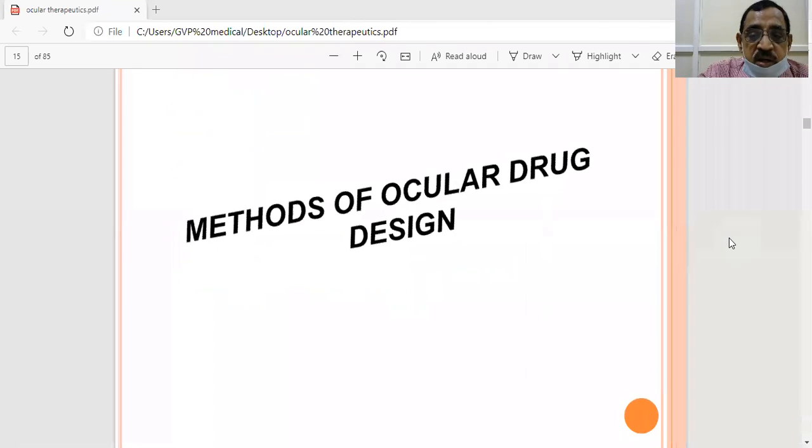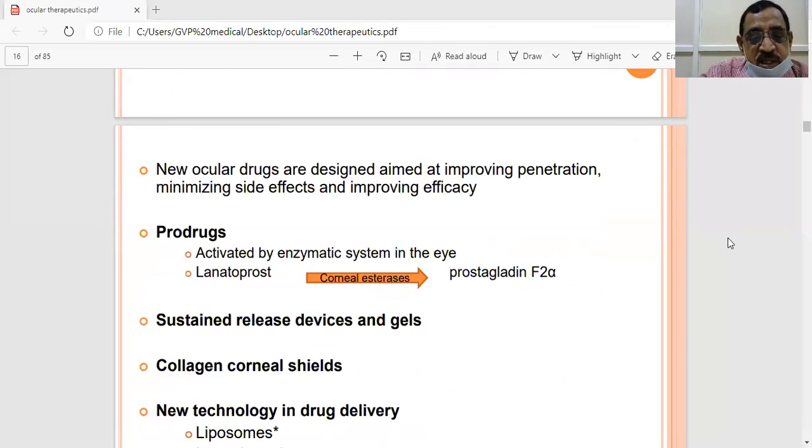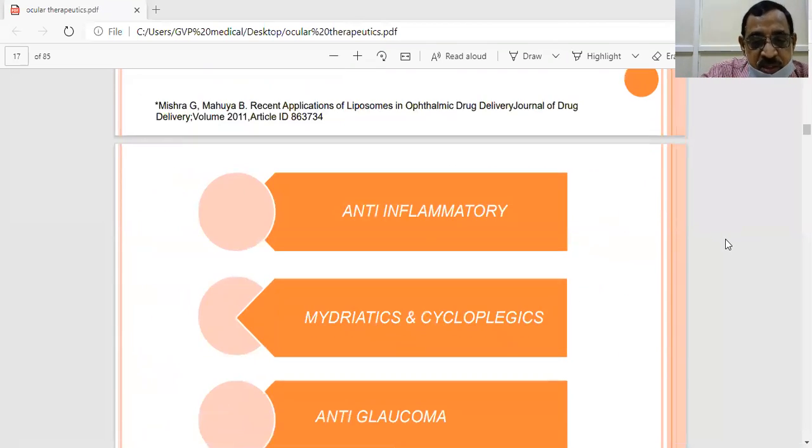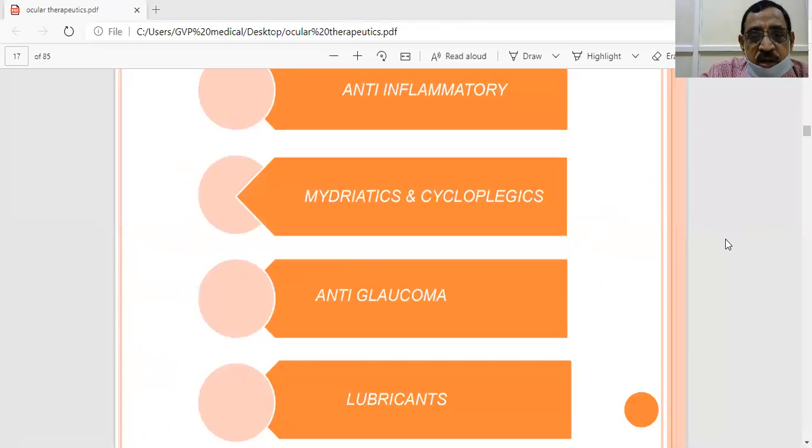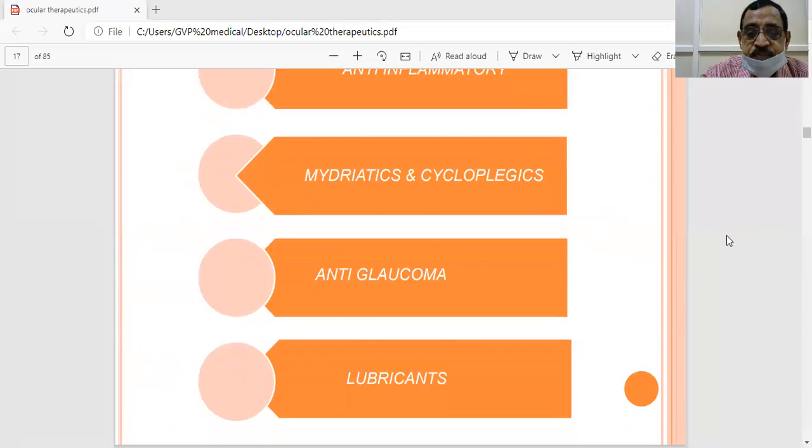Methods of ocular drug design, I don't think it's needed for you people, it's for postgraduates, we'll skip it. So we have four types of ocular medication which are useful for you from the point of view of examination: anti-inflammatory drugs, mydriatics and cycloplegics, anti-glaucoma drugs, and lubricants.